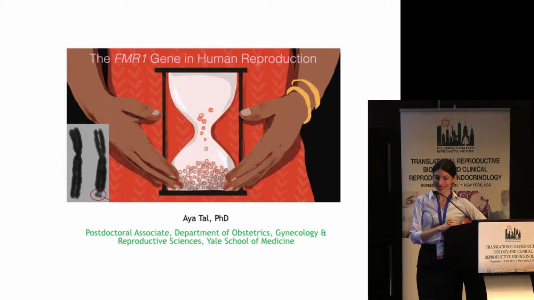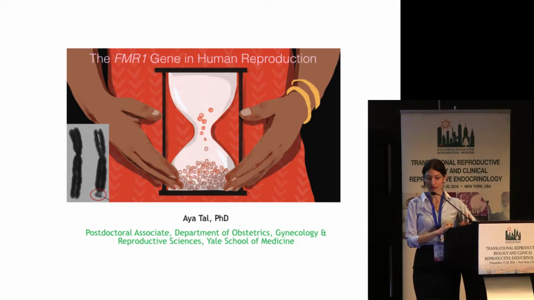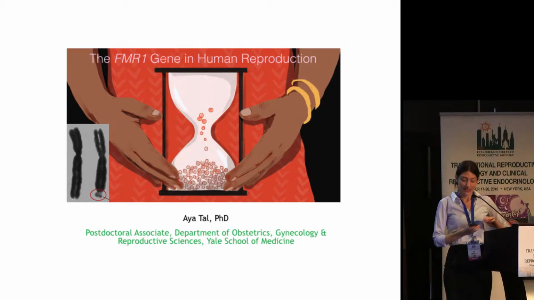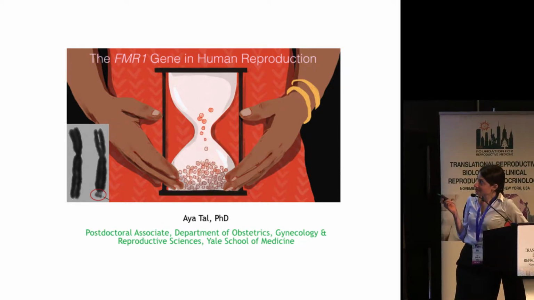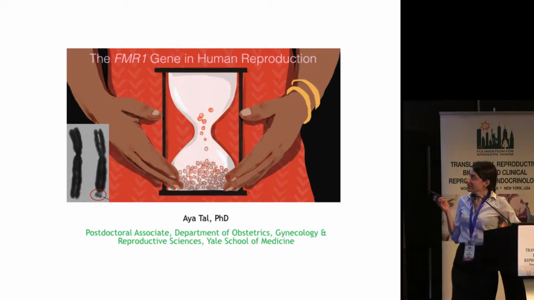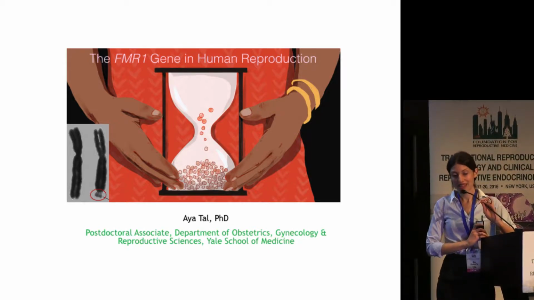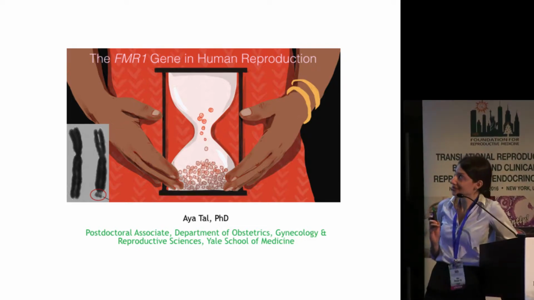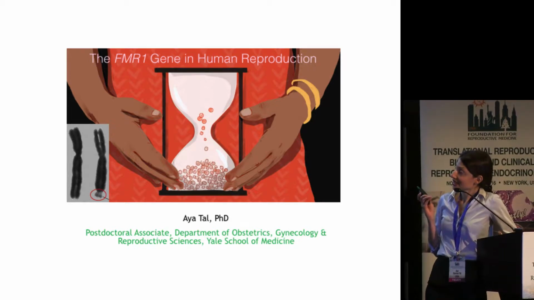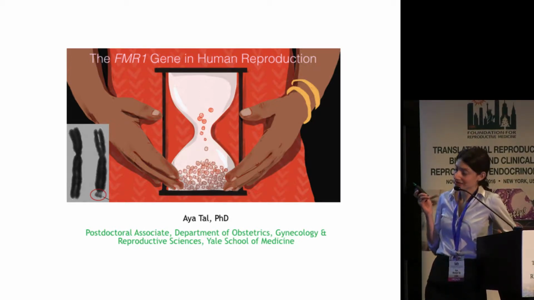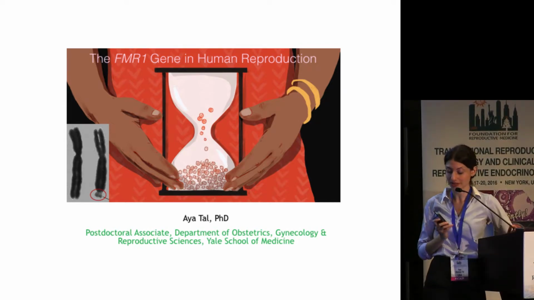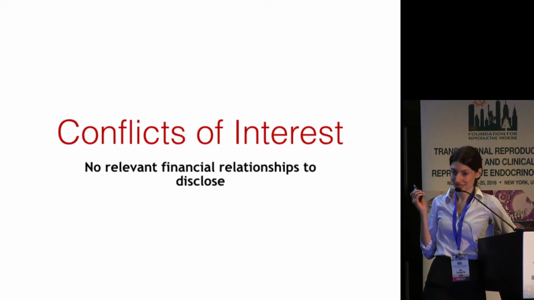Thank you, the organizers. The title of my talk is the FMR1 gene in human reproduction. You see here the X chromosome and the fragile site. What gives rise to this fragile site is the CGG repeat in the FMR1 gene. If it repeats more than 200 times, it gives this dangling appearance to a piece of the chromosome. Now, CGG repeats with lower repeat numbers are actually associated with a decline in ovarian reserve, and this is going to be the topic of today's talk. I have no conflict of interest to declare.